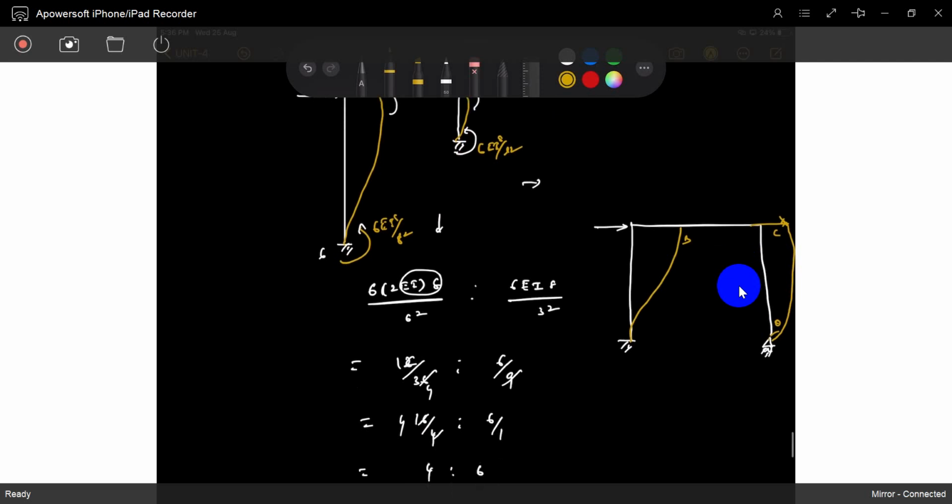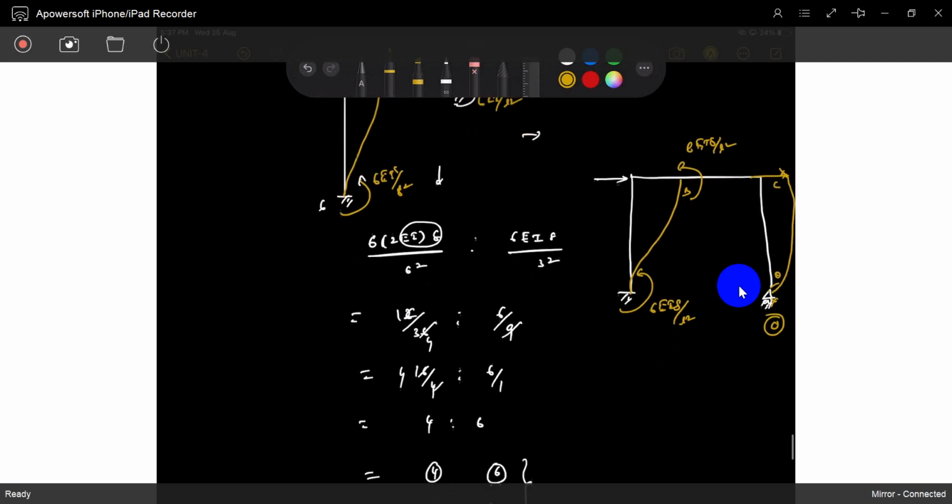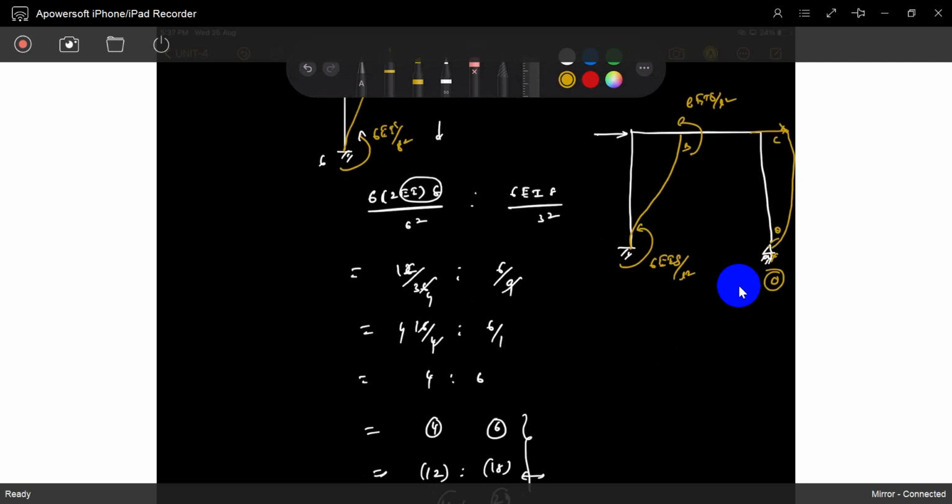And also, what is the sway moment developed? It's 6EI delta by L square. It has 0 at D. At C what? I already explained. See, if it is fixed, if the support is settled, 6EI delta by L square.